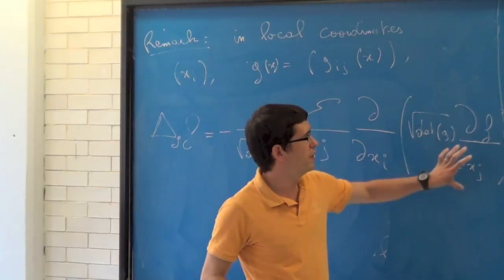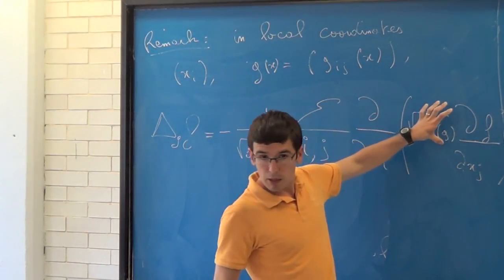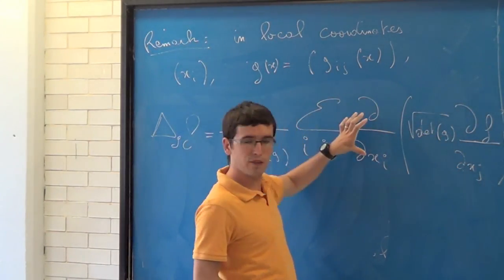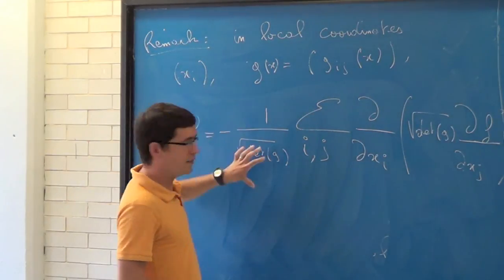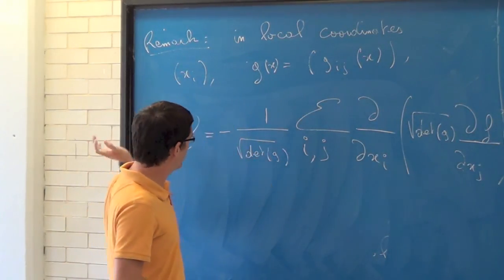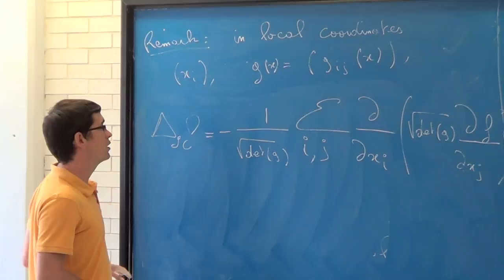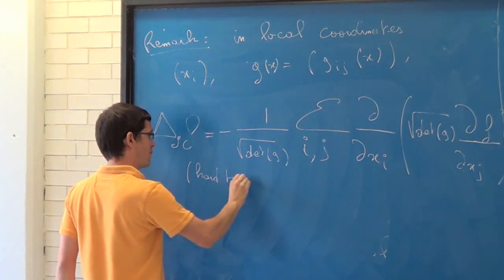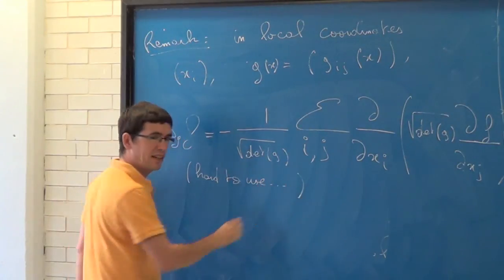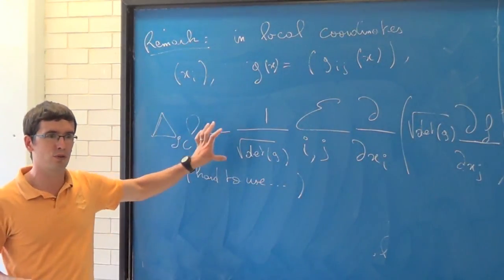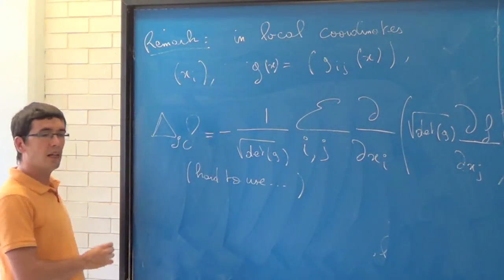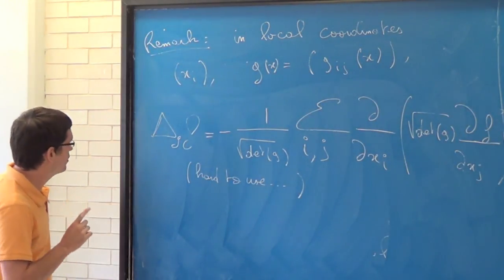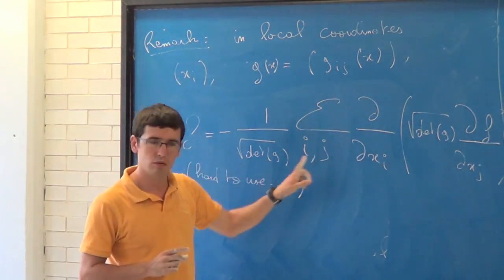So you take the first derivative of f, you multiply by the determinant, the derivative a second time, and you divide by the determinant, you add all this, and you put a minus sign. So this is the expression. It's kind of hard to use, and when you can avoid using it, it's much better. Something which is much more understandable.